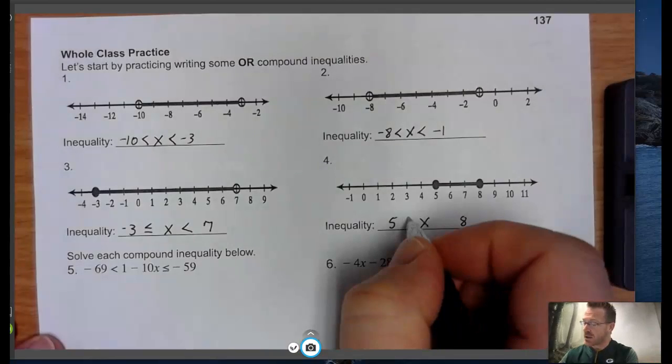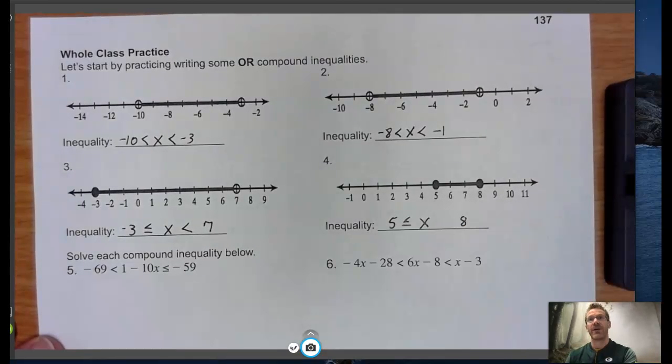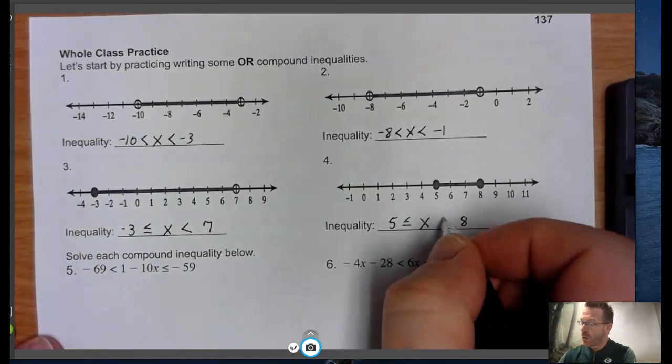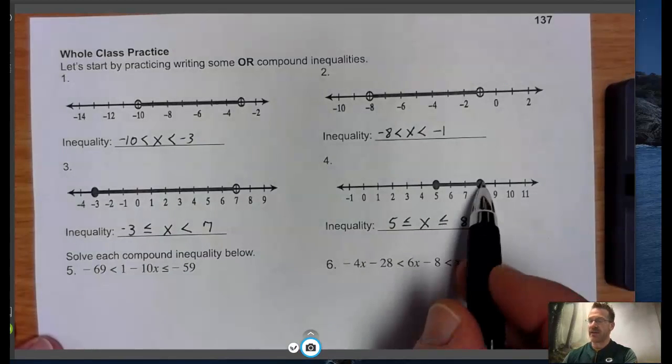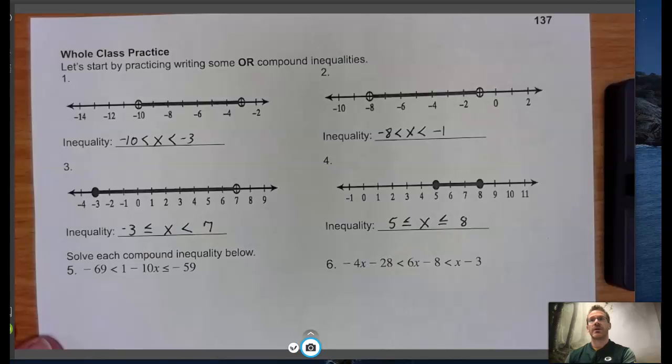All right, and so this time x is going to be greater than or equal to 5 because we have that solid circle, and less than or equal to 8 because we have that closed circle there. All right, so hopefully that helps you with writing those inequalities.